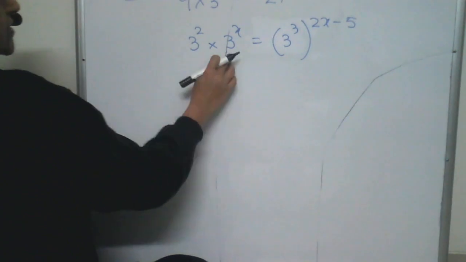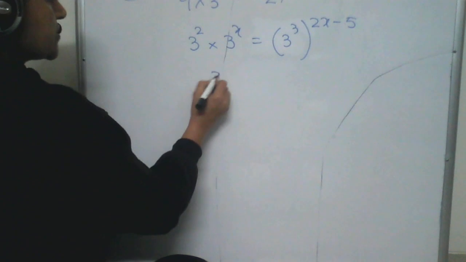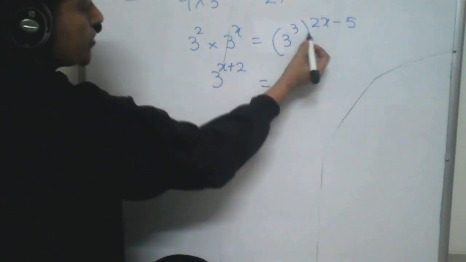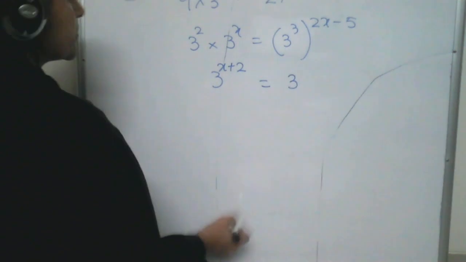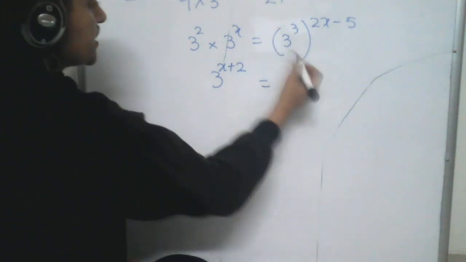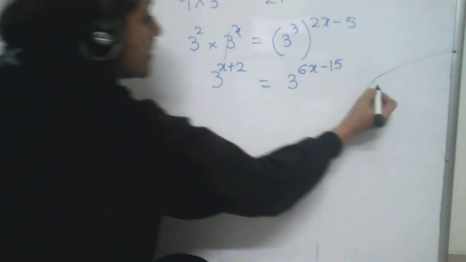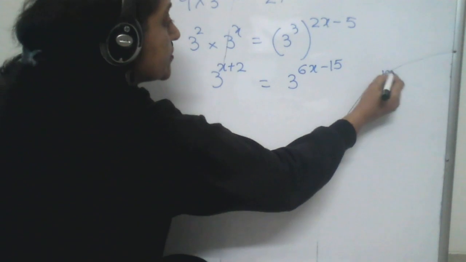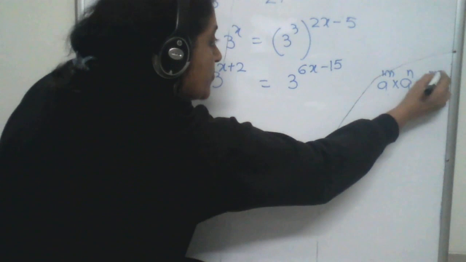Now when bases are same and they are in multiplication, we add the exponents. 3 to the power x plus 2 is equal to, now here it is getting multiplied. I'll write the rules that we are using on either side. 6x minus 5 times 3 is 15. Now here what we used: a to the power m into a to the power n is equal to a to the power m plus n.